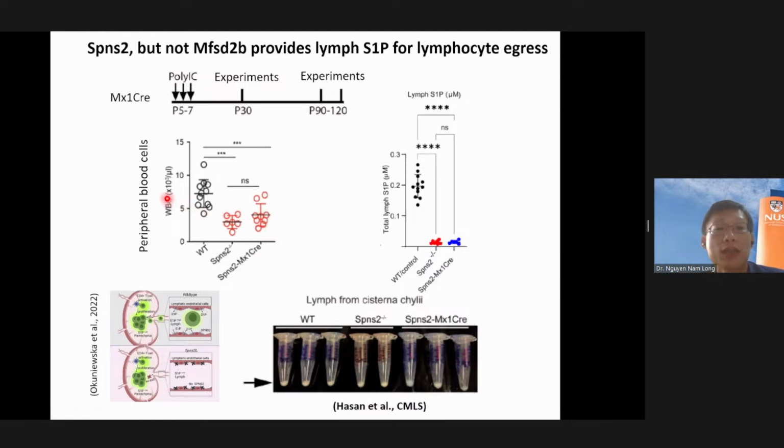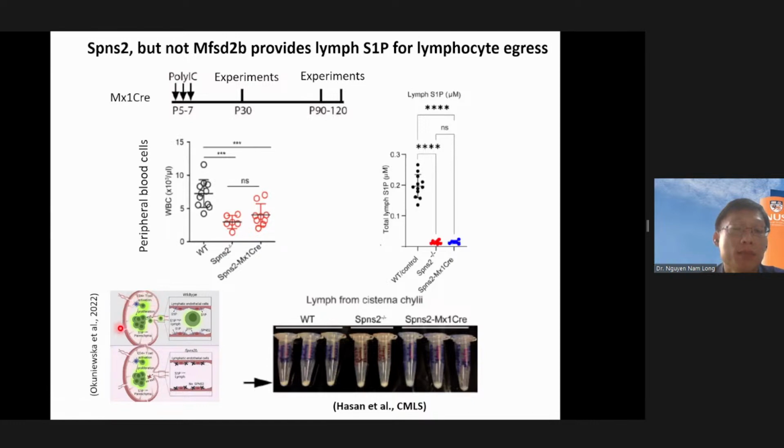And as you can see here, the lymphocyte level actually reduced to the level that we could achieve with the global knockout. So S1P, SPNS2 is completely removed from the vessels in this case. So first, we wanted to measure how much S1P is actually released out from the lymph nodes. So let me explain to you how this experiment works.